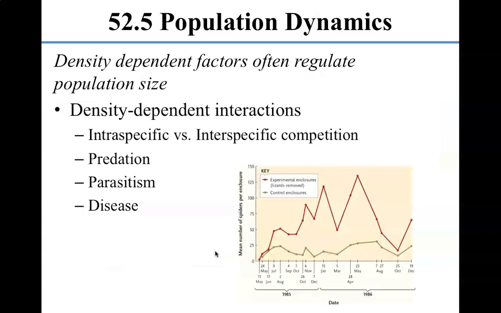Interspecific competition is also density dependent. Let's say that there's squirrels that are competing with blue jays for acorns. The higher the squirrel density, the greater the competition with the blue jays. So interspecific competition is also density dependent. Predation is density dependent. The number of antelope getting eaten by lions is going to depend on the density of antelopes and the density of lions. Same with parasitism and disease. A high density squirrel population is more likely to get parasites or get some sort of virus than if they're living at low density.